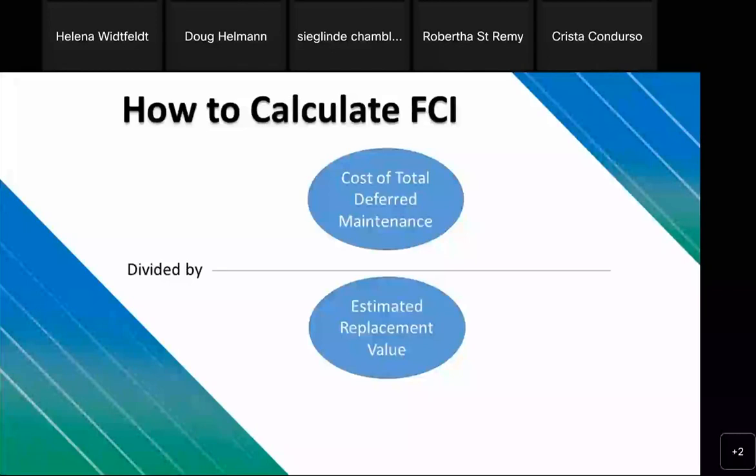But that would be just air conditioning. This FCI score is really applied for the whole inventory, so the whole building. So it's all the items associated with the building that have a deferred maintenance and need to be replaced in order to derive your score.